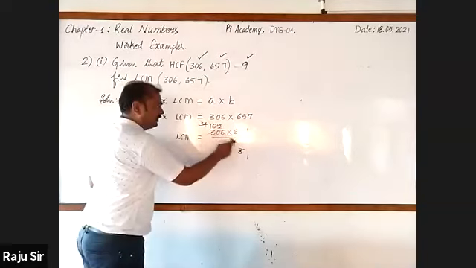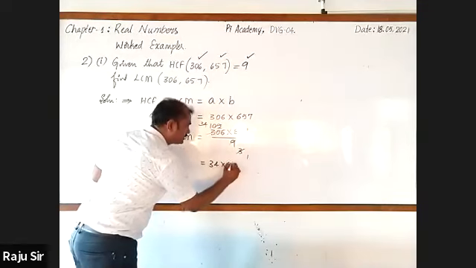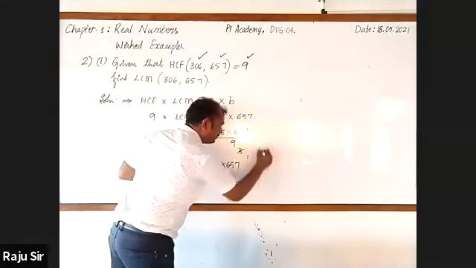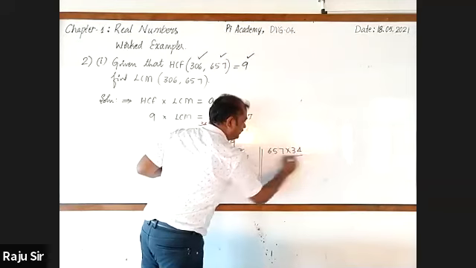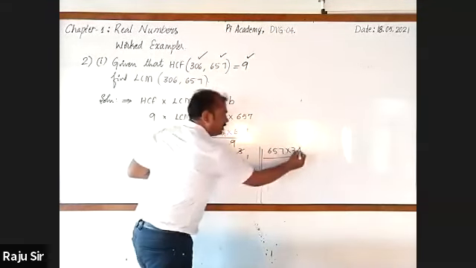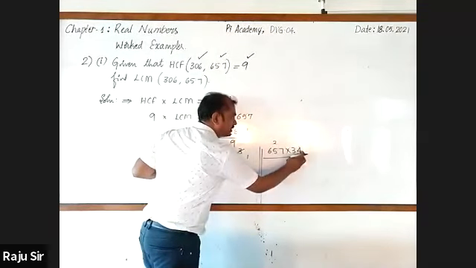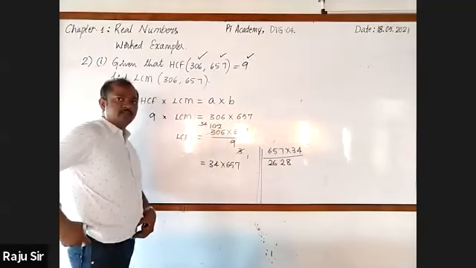You may write it even directly. Now 34 into 657. Now let us multiply 657 into 34. Here 4 7s are 28. 2 is the carry. 4 5s are 20. 20 plus 2, 22. 4 6s are 24, plus 2, 26. I've got 2628.